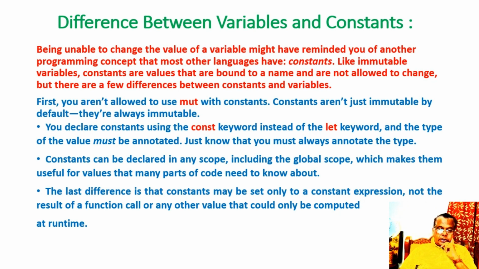Look, first, you are not allowed to use mut with constants. Constants are not just immutable by default, they are always immutable. You declare constants using the const keyword instead of the let keyword, and the type of the value must be annotated. Just to know that you must always annotate the type.